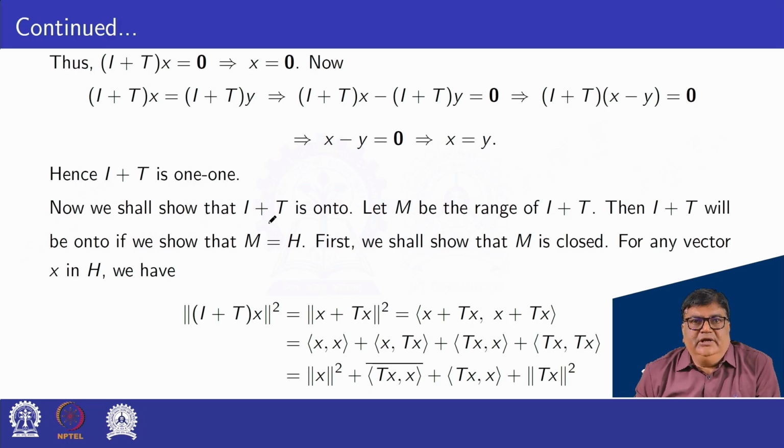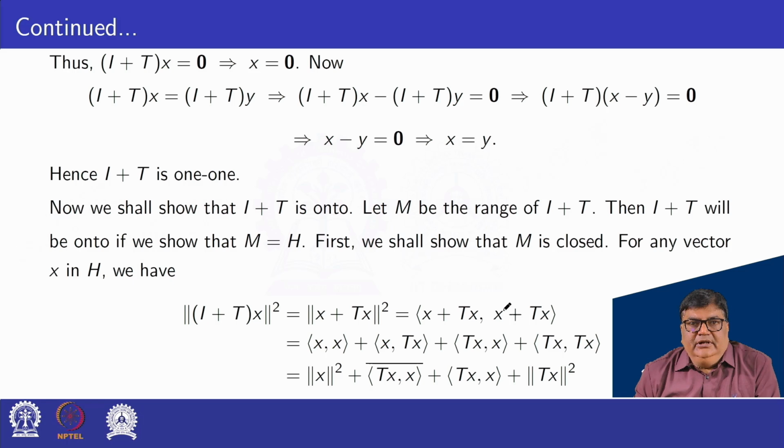Now we shall show that I plus T is onto. Let M be the range of I plus T. Then I plus T will be onto if we show that M is equal to H. First we shall show that M is closed. For any vector x in H, we have norm (I plus T)x squared, which can be written as norm of x plus Tx squared, and this is the inner product of x plus Tx and x plus Tx.